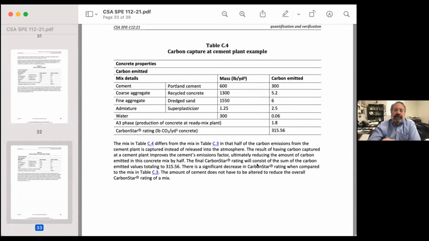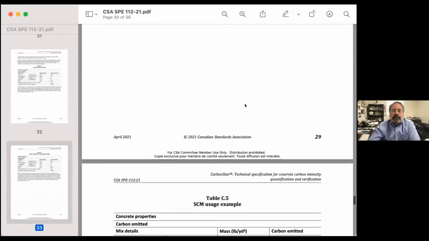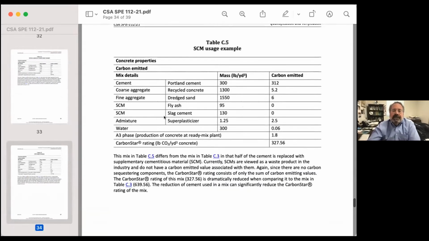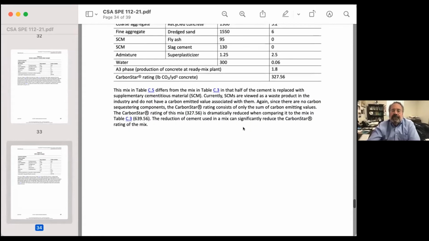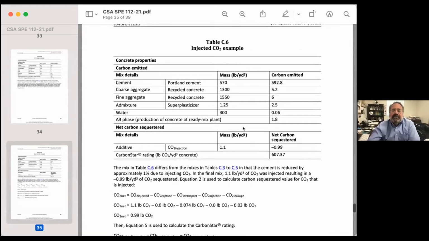The way we're going to handle the carbon footprint of Portland cement is principally through capturing the CO2 post-combustion at the kiln. So if we capture half of the CO2 coming out of the kiln, we can lower the carbon footprint of the yard of concrete and end up with a CarbonStar rating of about 300. Or for example, by using SCMs, a very popular method today, we can replace up to, say, half the Portland cement with SCMs. And this is another way to cut the carbon footprint of the concrete in half.